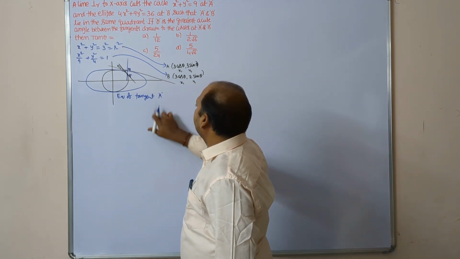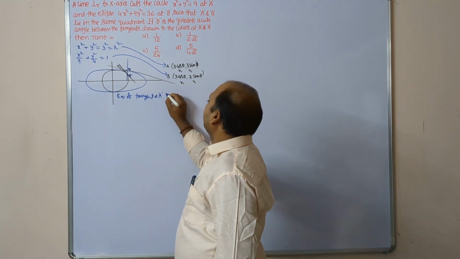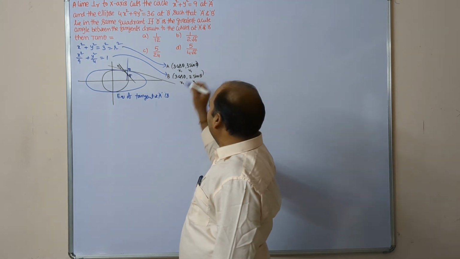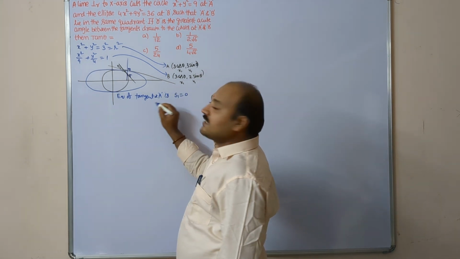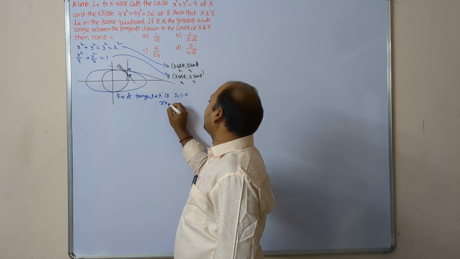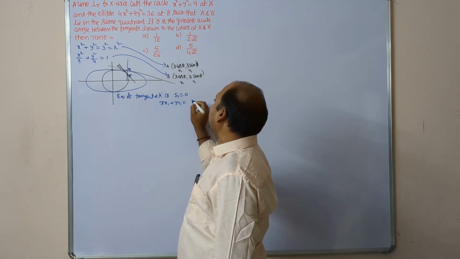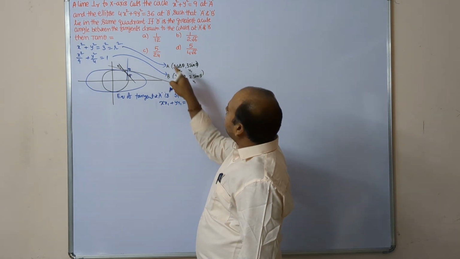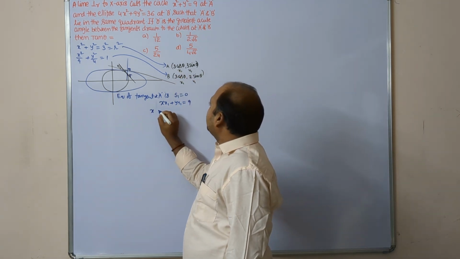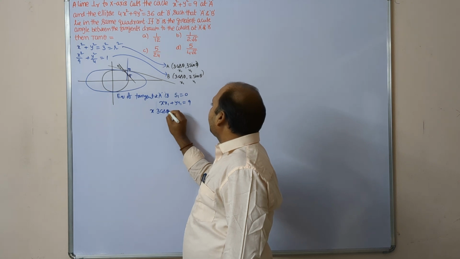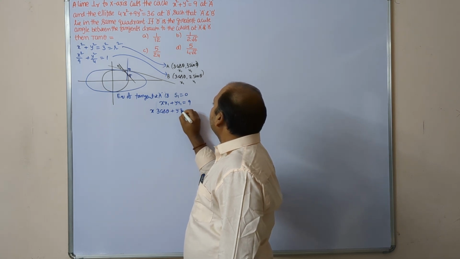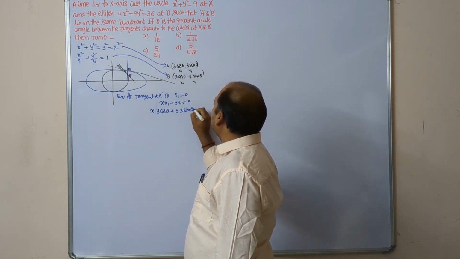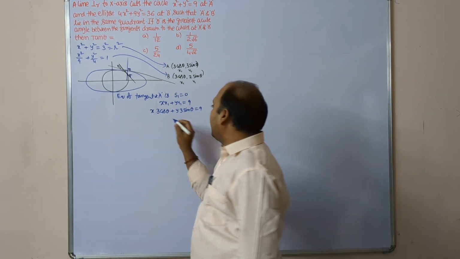Tangent at A is S1 equal to 0. For the circle, S1 means xx1 plus yy1 is equal to a square, which means r square is 9. The x1, y1 values according to this give x into 3 cos theta plus y into 3 sin theta is equal to 9. Both sides 3 will be cancelled.